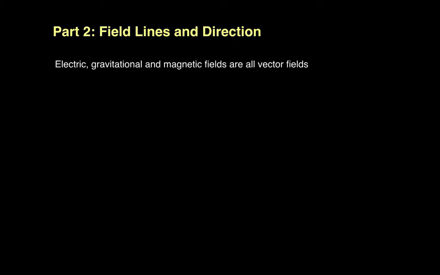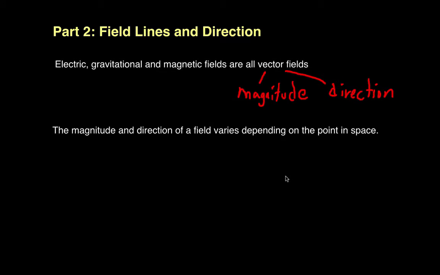Part 2. Field lines and direction. Electric, gravitational, and magnetic fields are all vector fields. This means that they have magnitude, which is the amount or a number part, and they have direction, or the way that that field points at that location in space. The magnitude and direction of a field varies depending on the point in space.